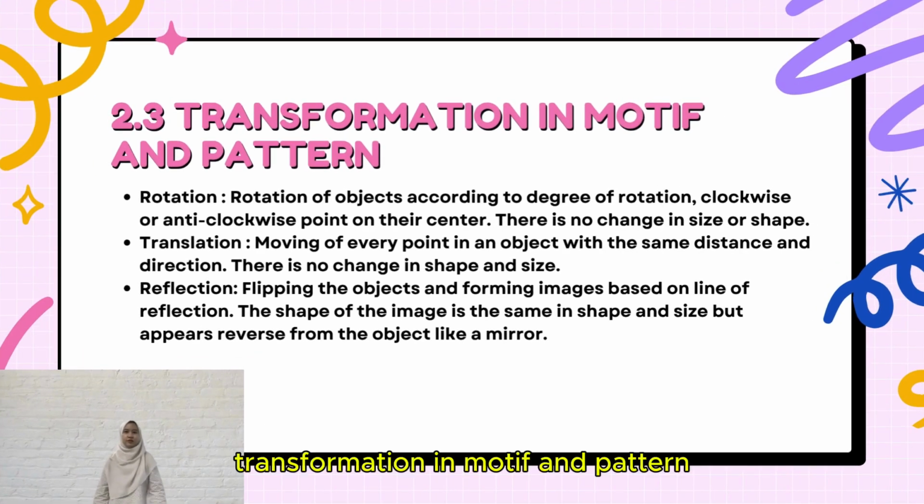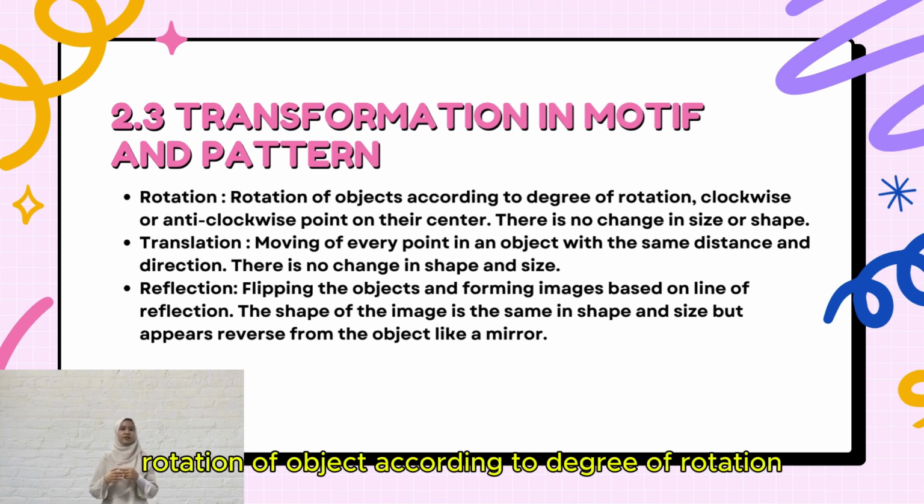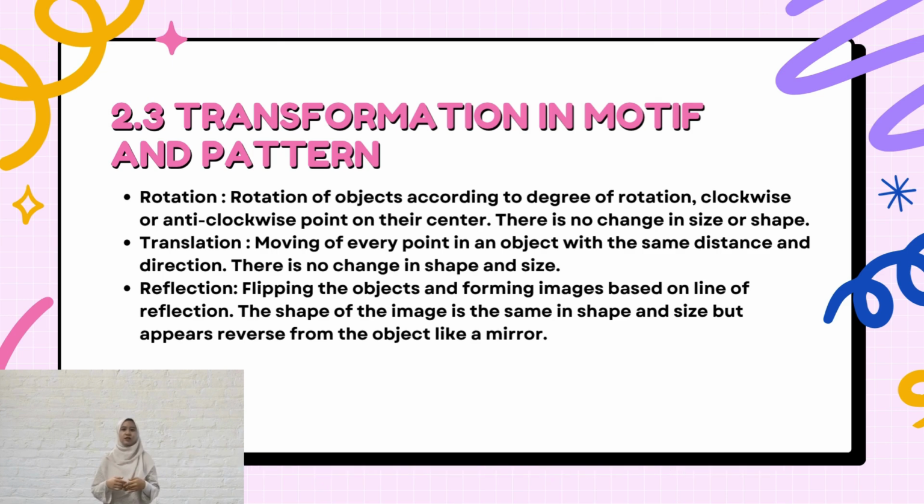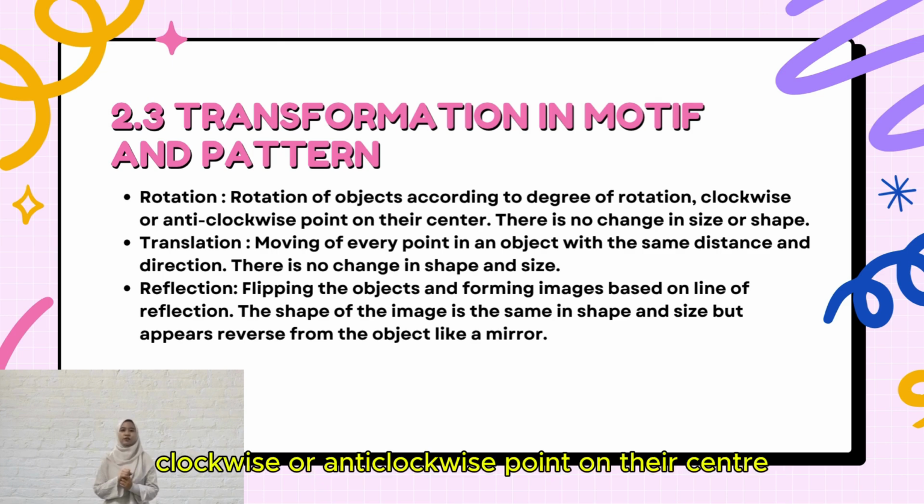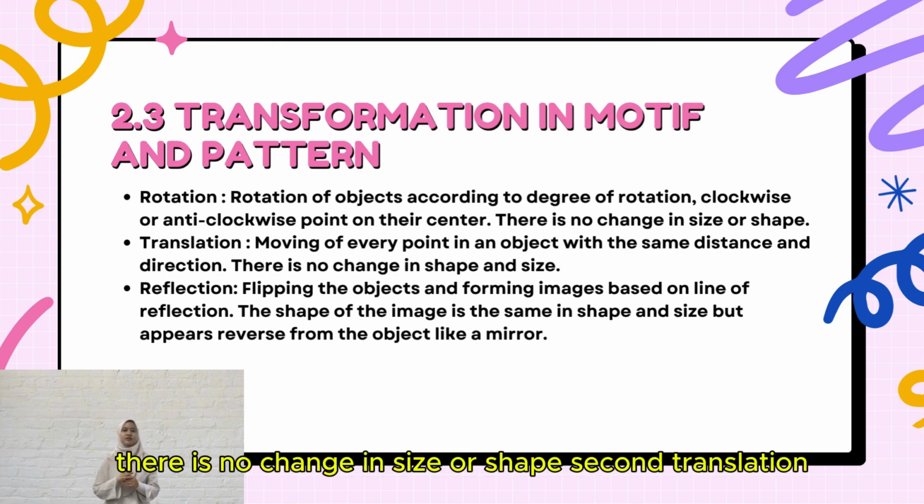Transformation in motif and pattern. There are 3 types of transformation. The first one is rotation. Rotation of an object according to degree of rotation, clockwise or anti-clockwise, around its center point. There is no change in size or shape.